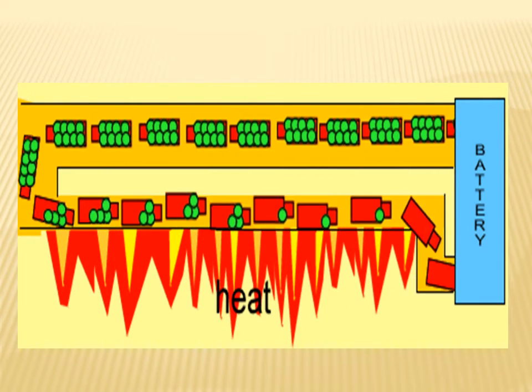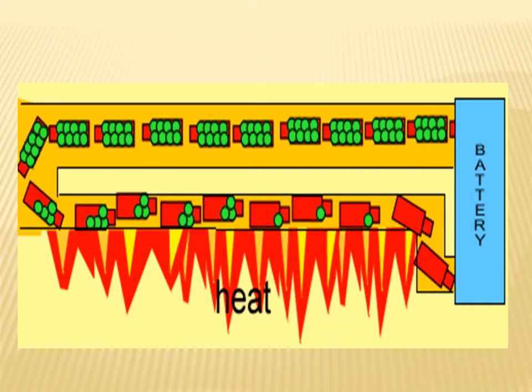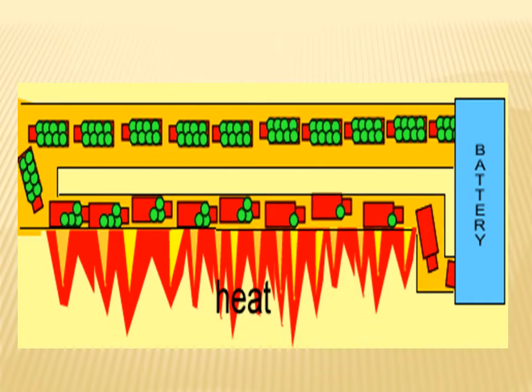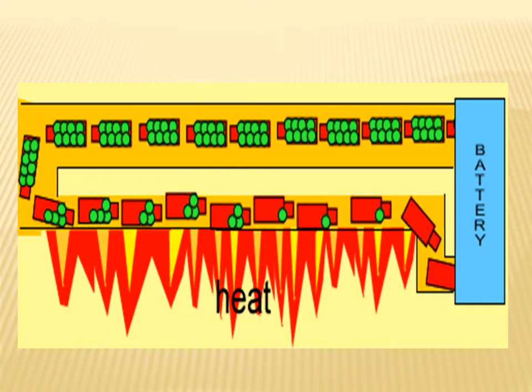We will see one more diagram in which the electrons, while passing through the resistors, use some part of their energy to overcome the resistance, and during this process heat is generated.